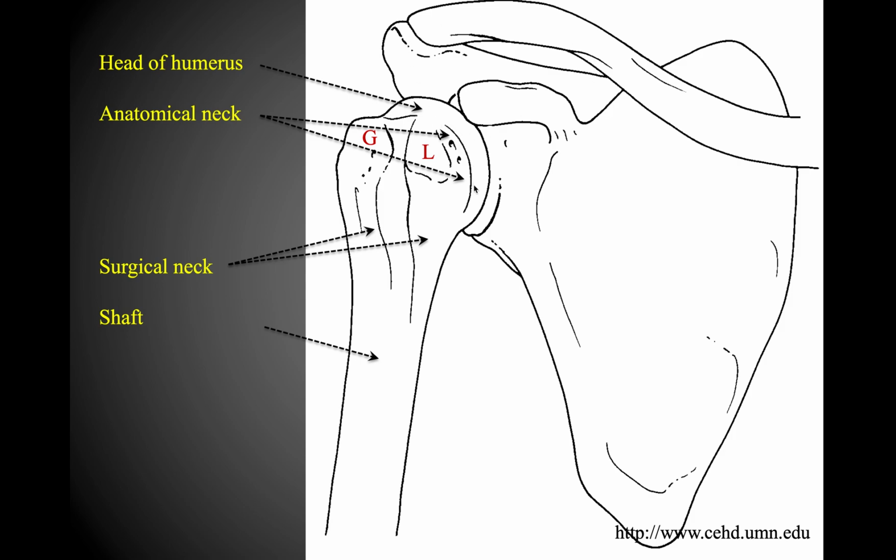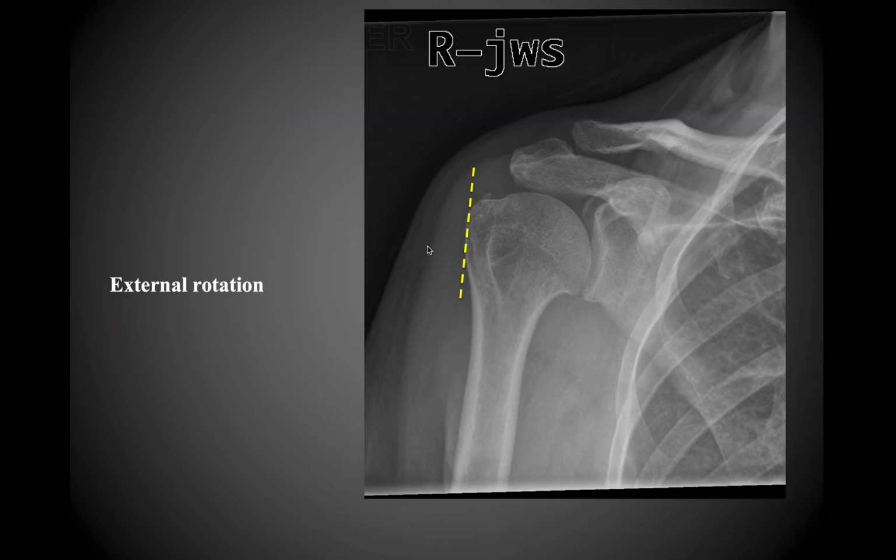Here we have another drawing of the glenohumeral joint components. So we can see obviously the head of the humerus with the anatomical neck, and then you can appreciate the lesser and greater tubercles or tuberosities respectively in this image, as well as the surgical neck of the humerus. And then down here you can see the shaft of the humerus. So remember that the surgical neck is going to be the most common location of proximal humeral fractures.